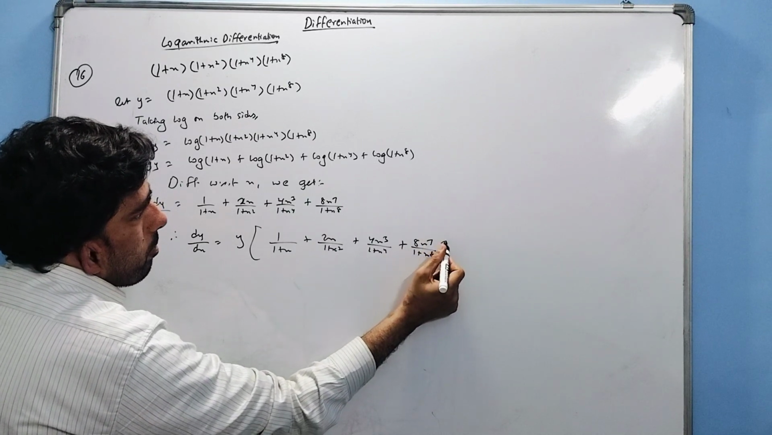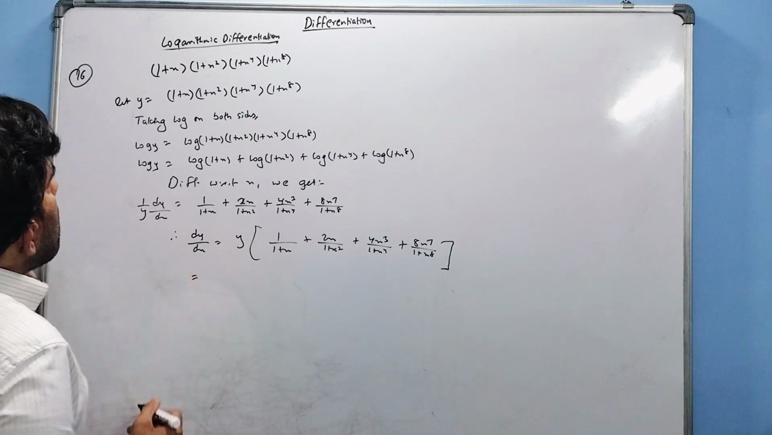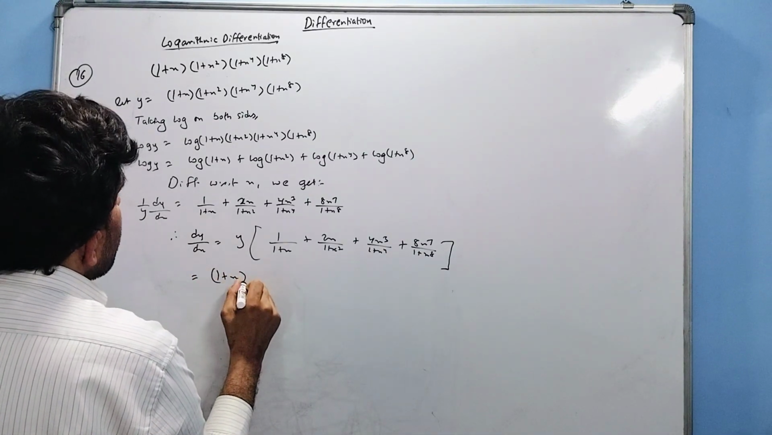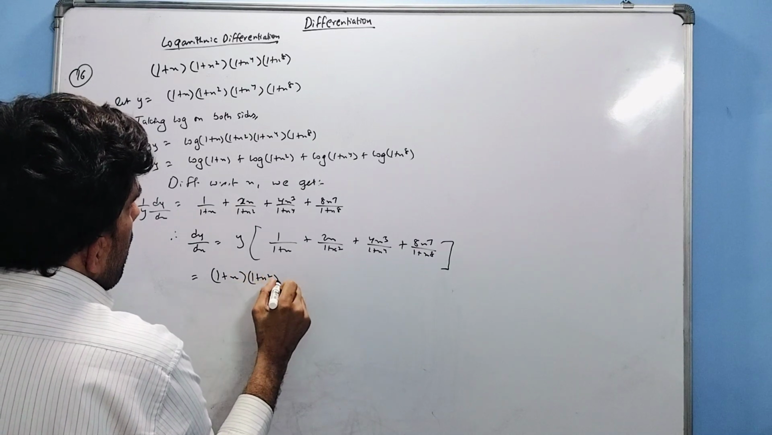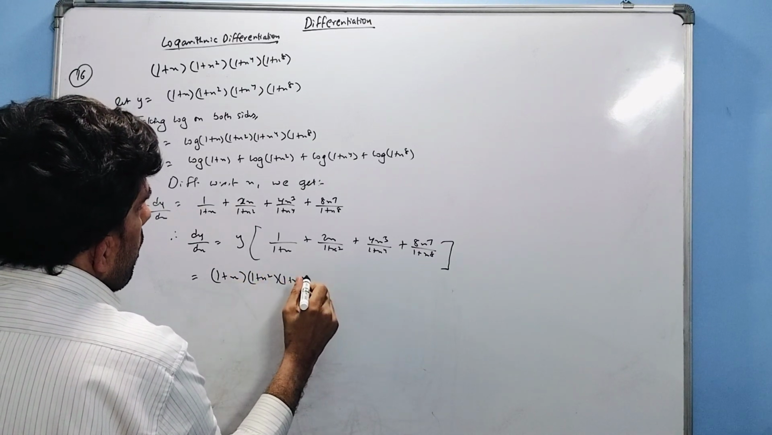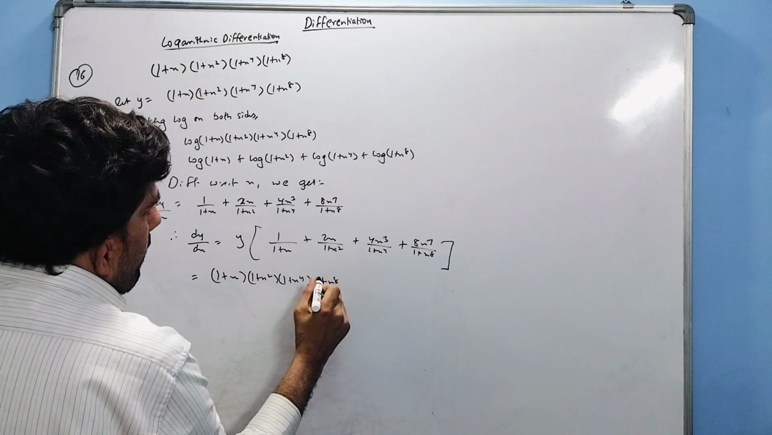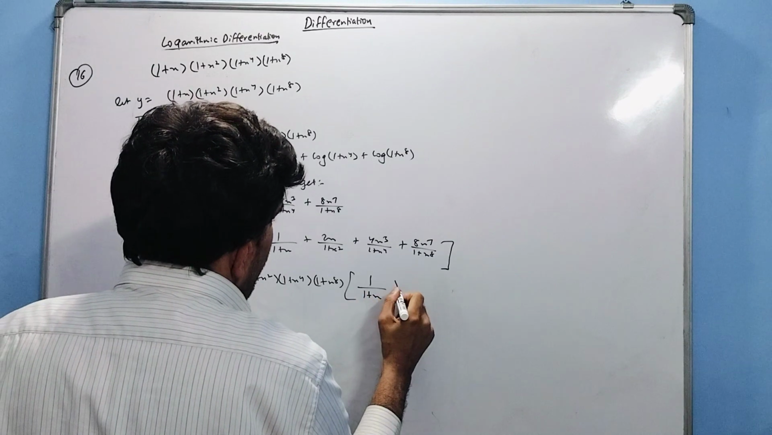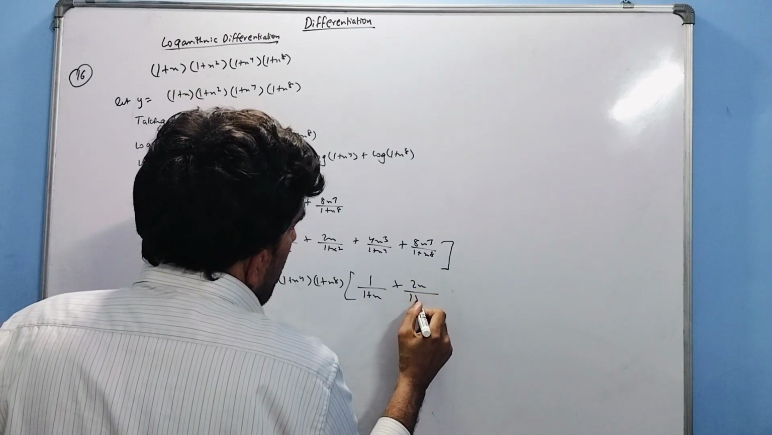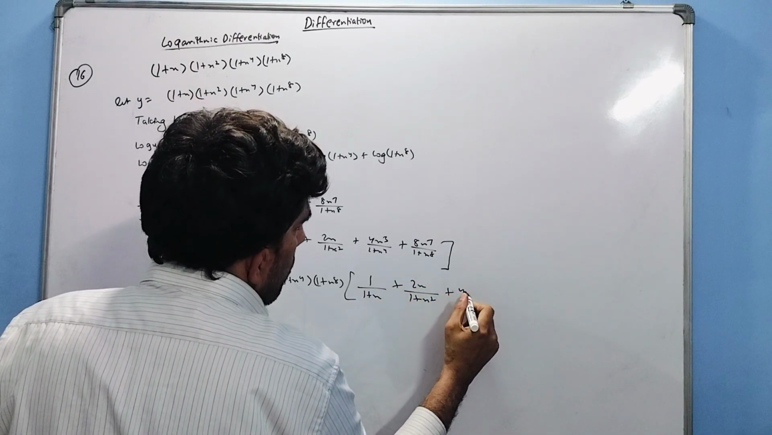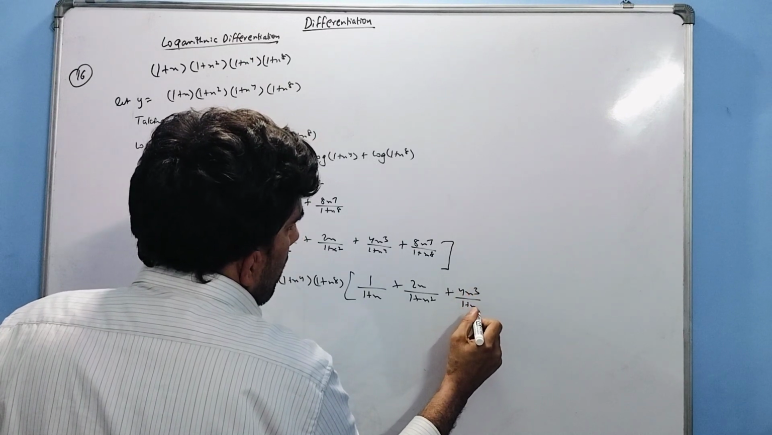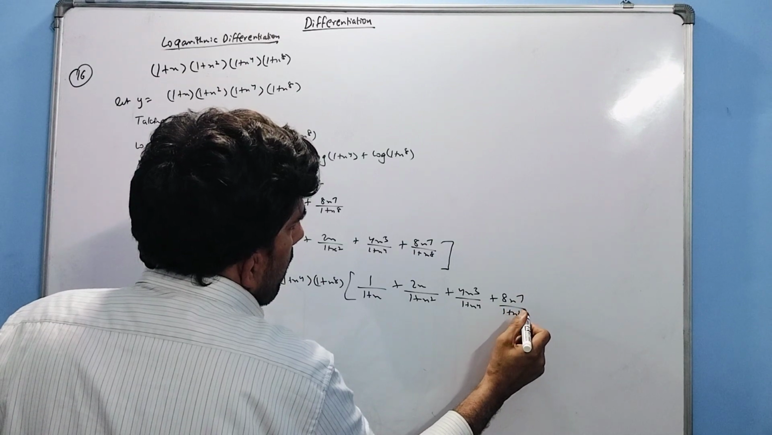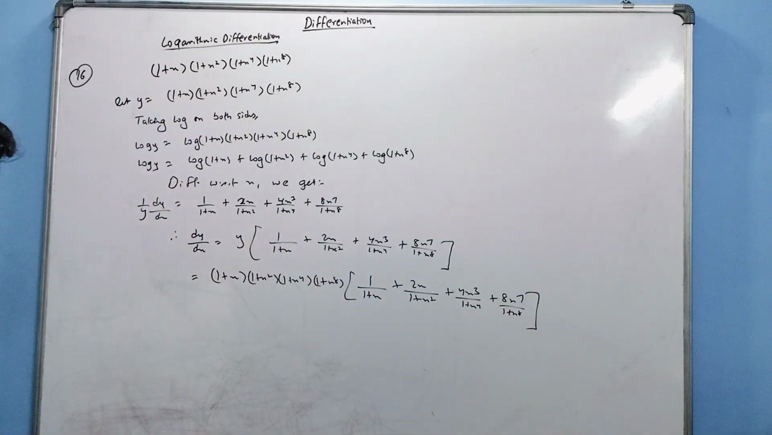Okay, so now they want, we need to put this value here, 1 plus x, 1 plus x square, 1 plus x4, 1 plus x8. Here we have 1 upon 1 plus x plus 2x upon 1 plus x square plus 4x cube upon 1 plus x4 plus 8x7 upon 1 plus x8. Okay, so now what else we can do here?